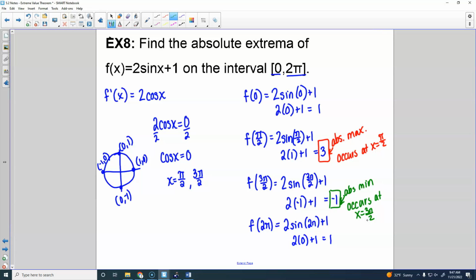And trig functions, most trig functions have to be restricted to a domain for you to talk about absolute maximum and minimums because they're going to be repetitive. Well, I guess you could talk about it in a weird sort of way, but sine is going to have infinite maximum points there.